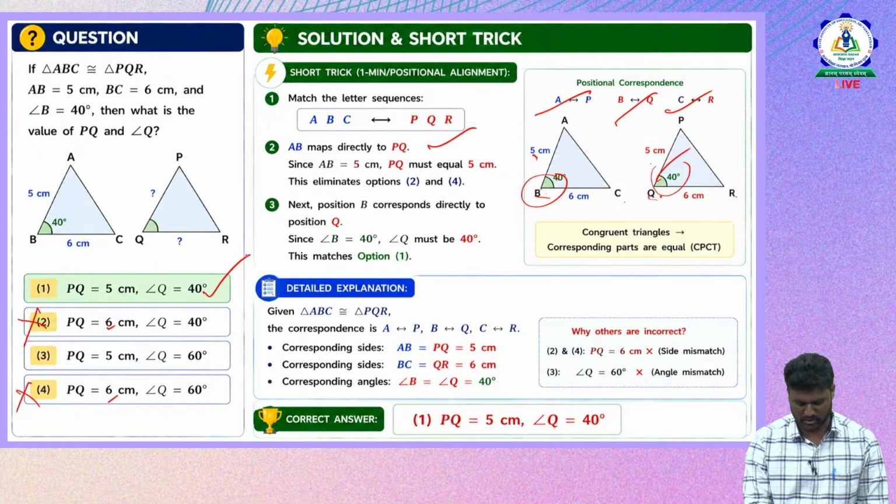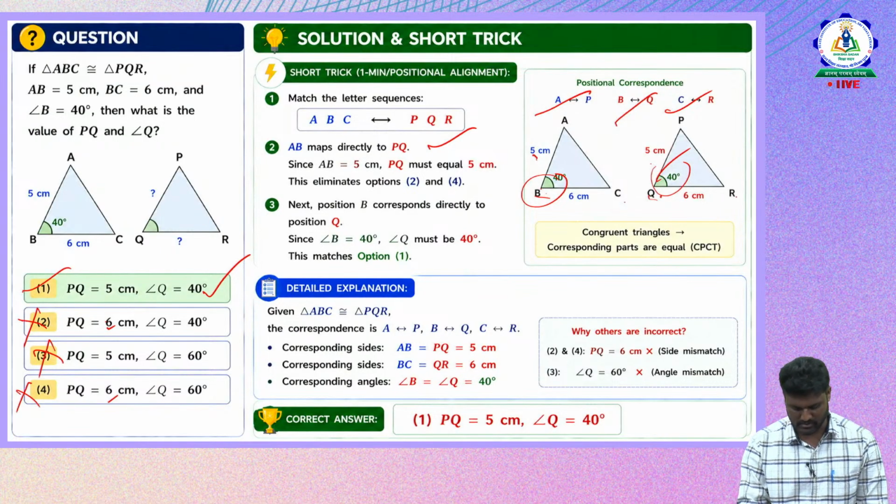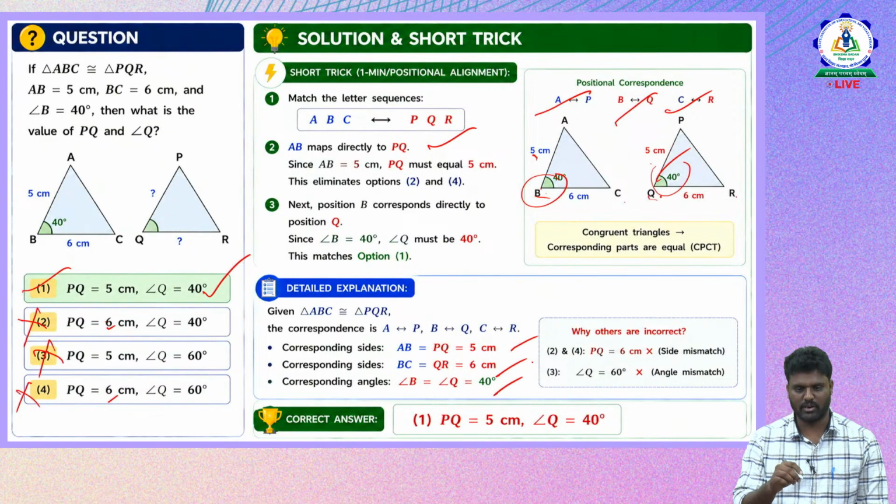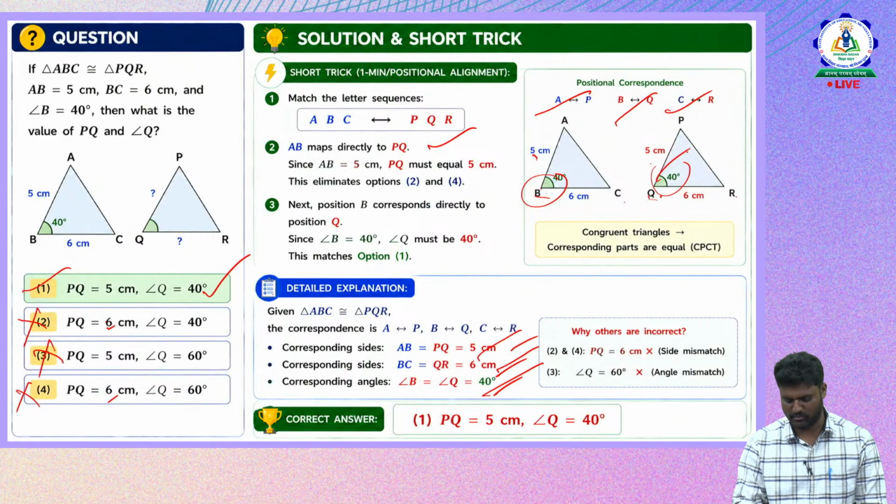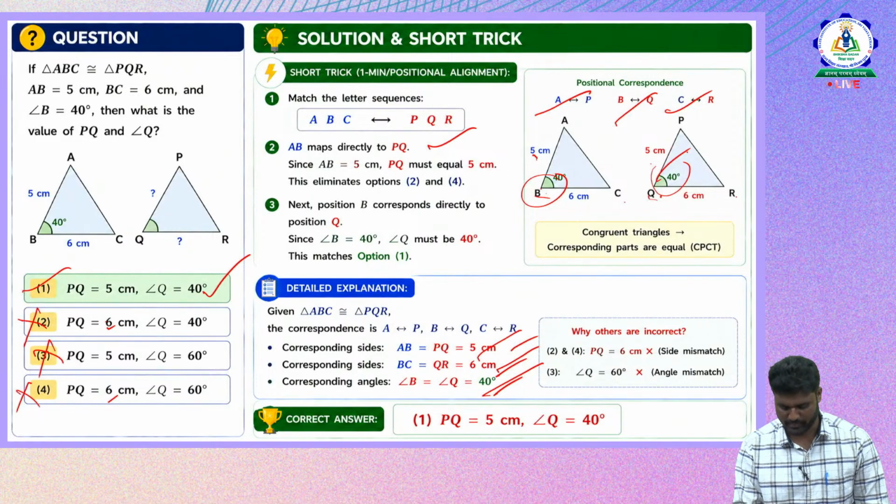So therefore option 1 is the correct answer. Option 2 can be eliminated. Even if you cannot remember the concept, we can verify manually. The corresponding angles are angle B equal to angle Q, and the corresponding sides BC and QR are 6 centimeters, and AB and PQ are 5 centimeters. By remembering the concept also, we can verify.